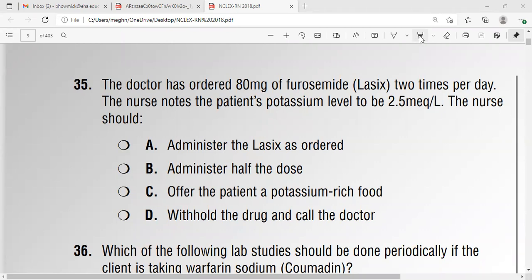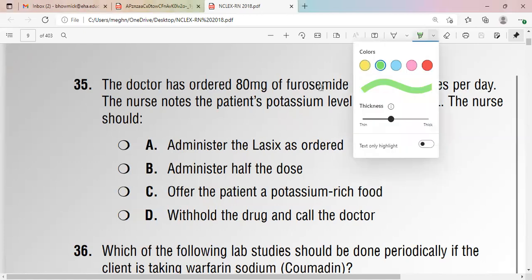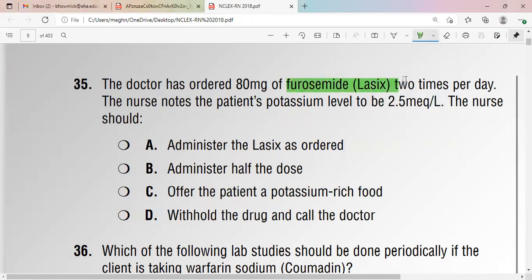So the key point here: furosemide or Lasix is a diuretic. When my patient needs to take furosemide or diuretics, we always check the electrolytes, because furosemide can cause electrolyte imbalance. The nurse notes the patient's potassium level is 2.5 milliequivalents. So this is not in the normal range. Normal potassium level is 3.5 to 5.5 milliequivalents per liter.